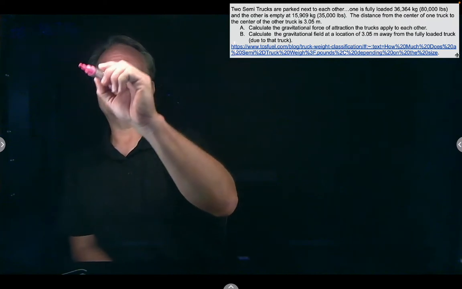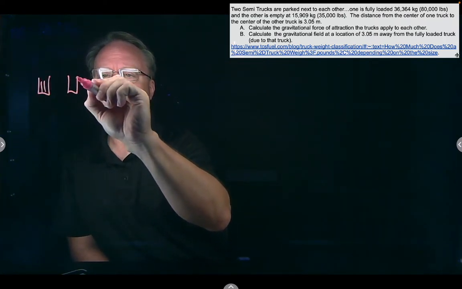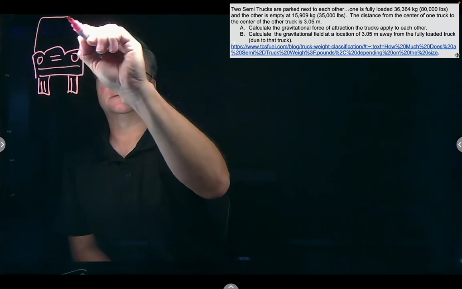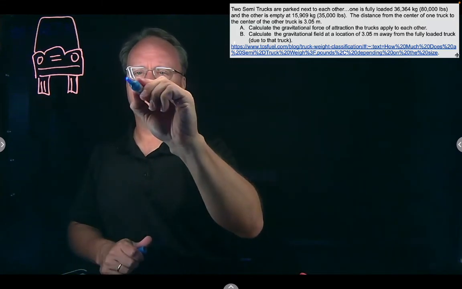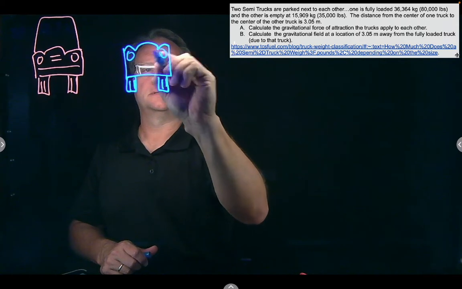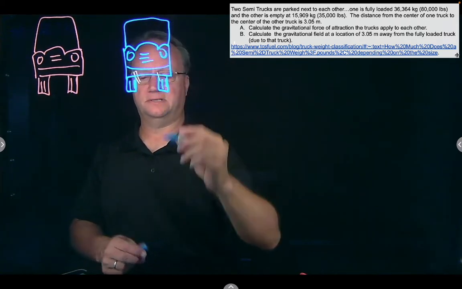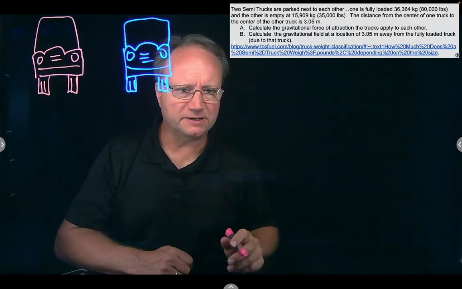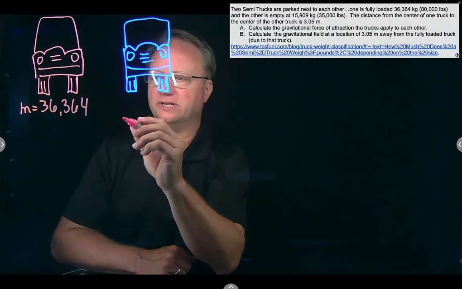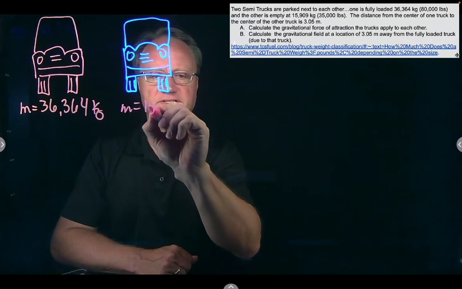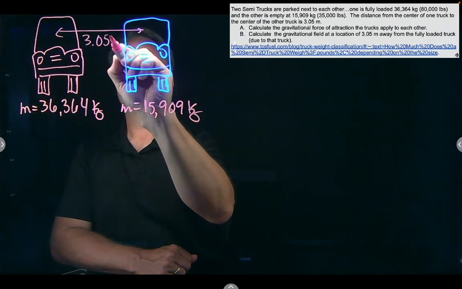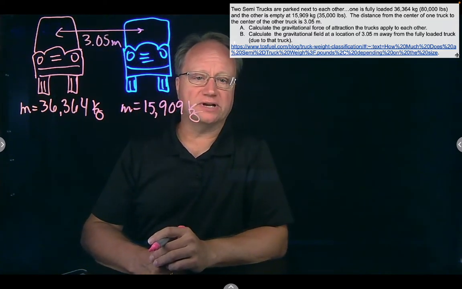So if we just draw a diagram and see what we have, here is one truck. And then here's the other truck. We know the mass of each truck. We've got 36,364 kilograms, and then the other truck is 15,909 kilograms, and center to center on these trucks is 3.05 meters. So in part A, we want to calculate the gravitational force.